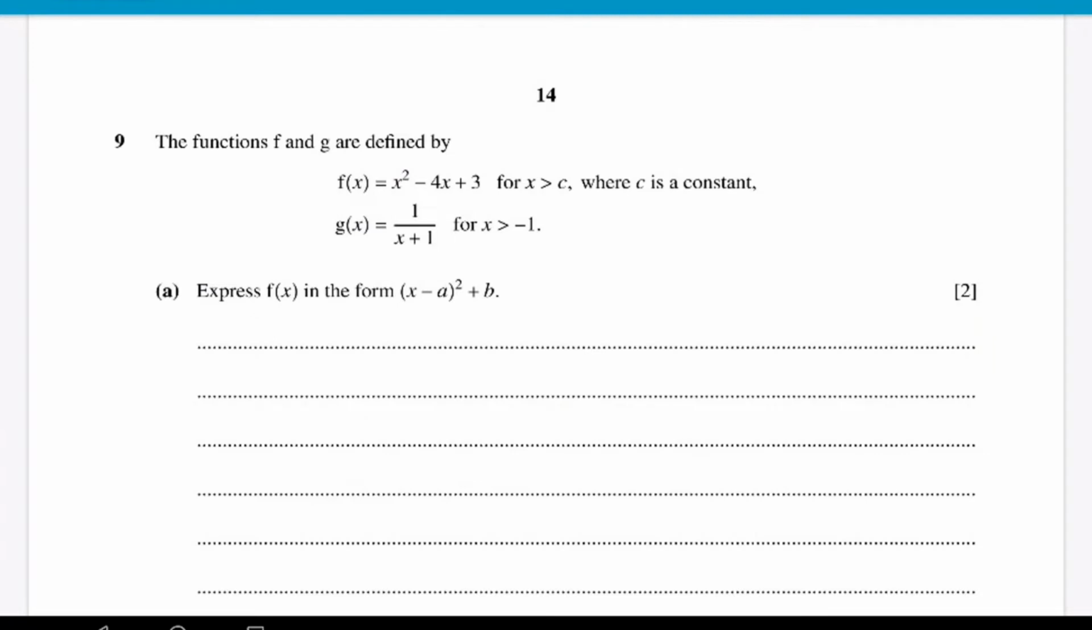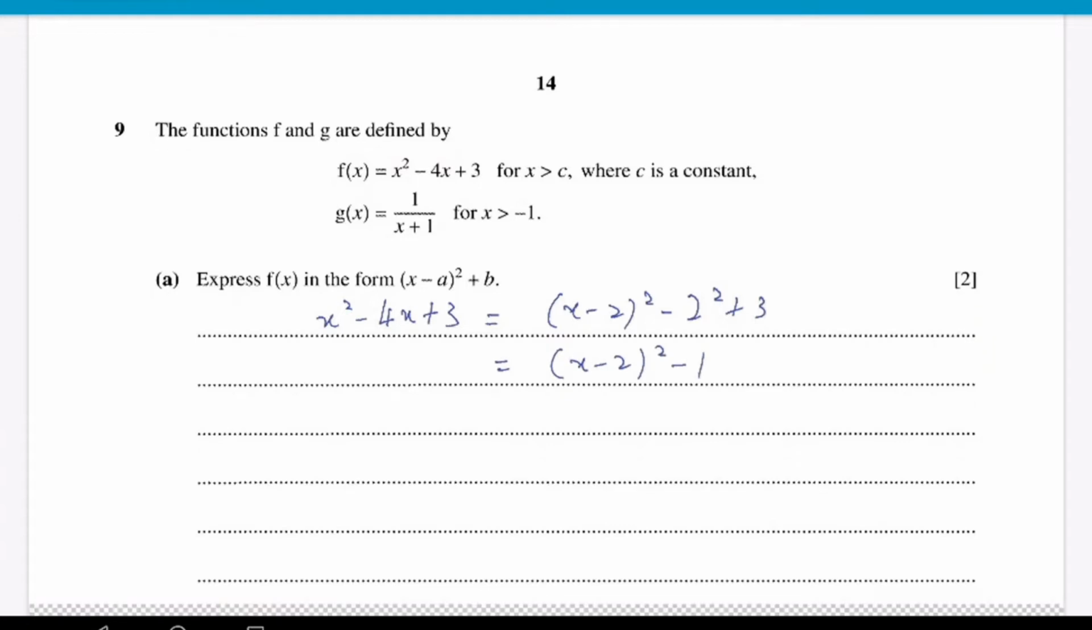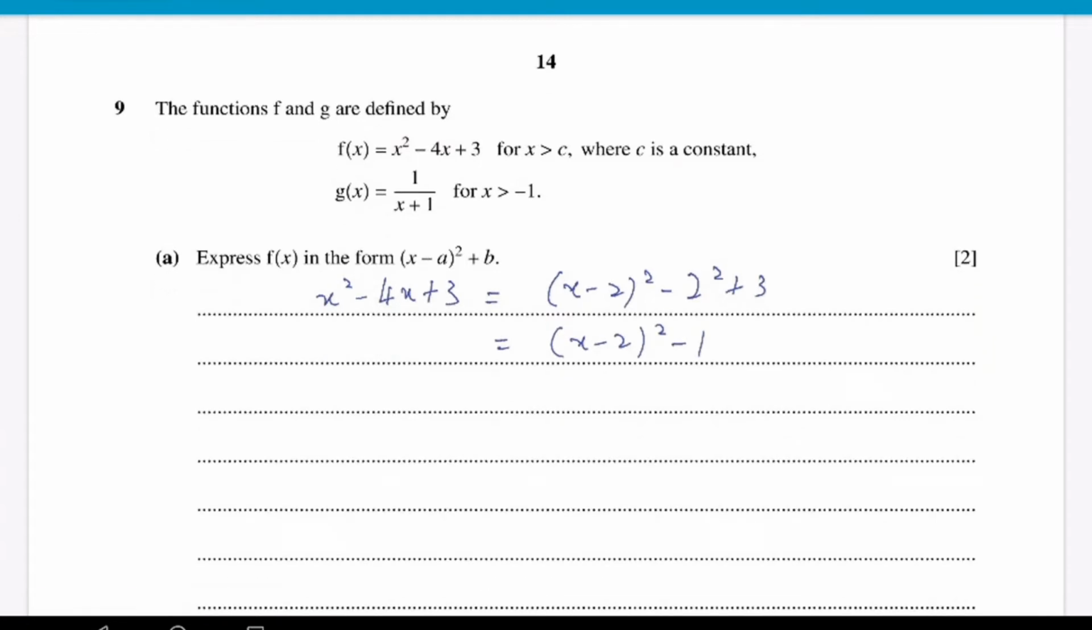So you can see they like to ask about the quadratic again. Express fx in the form of x minus a squared plus b. X squared minus 4x plus 3 can be written as x minus 2 squared minus 2 squared plus 3. So we get x minus 2 squared minus 1. Use any method for you to do the completing the square. We will look at part B here.